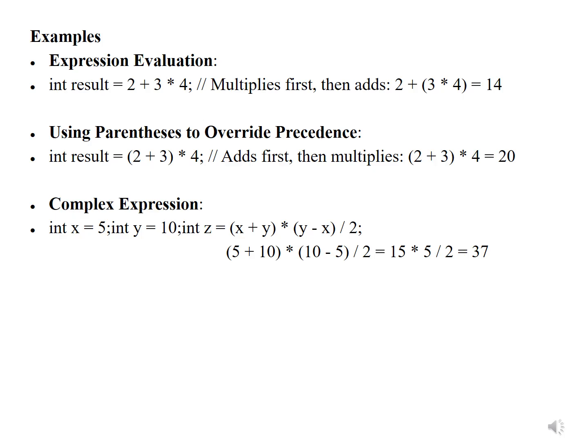So earlier it was 14, but here it becomes 20 because the precedence has been overridden by using brackets. A simple complex expression example is: int x = 5, int y = 10, int z = x + y * y - x / 2. Here we replace the x and y values in this equation, and if you evaluate, the answer will be 37. So this is how the evaluation of an expression is done in C++. Thank you.